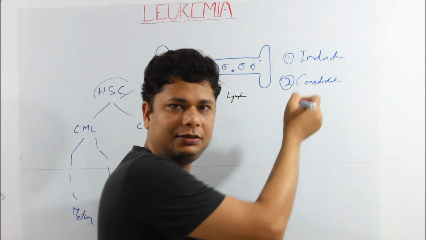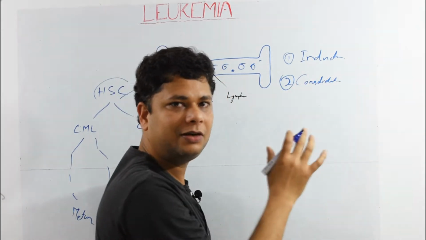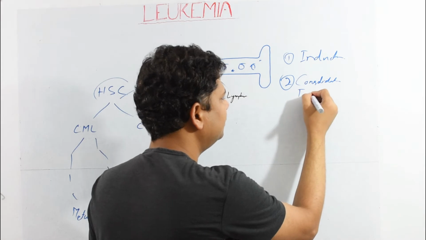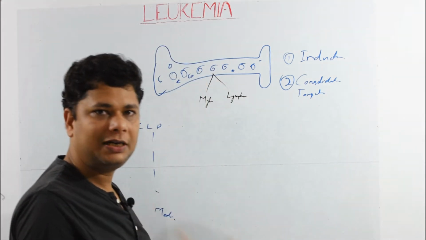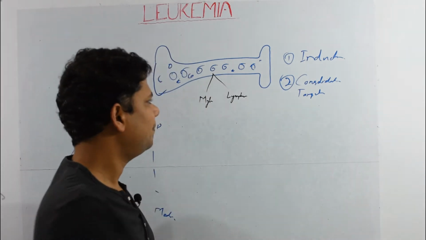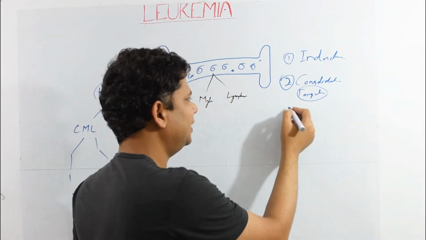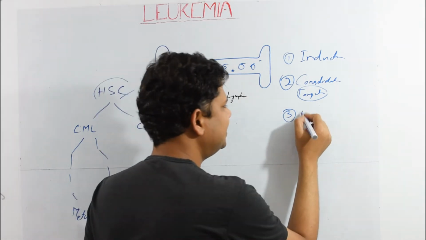In consolidation therapy, this therapy is particularly for targeted therapy. So, after finding out what kind of mutations are present in those leukemic cells, they will start targeted therapy. And the third one is maintenance therapy.